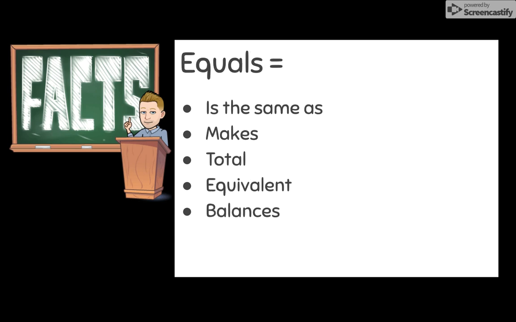And then we have equals. What does it mean? It means the same as. Makes, total, equivalent, or balances. So if you think of a scale, and you have 1 kg on one side and 1 kg on the other side, that's going to balance out. But if you have 4 on one side and 2 on the other side, that's going to be out of kilter. So 4 take away 2 is the same as 2. 4 take away 2 makes 2. The total of 4 minus 2 is 2. You can see there that language all pushes us in the direction of equals.